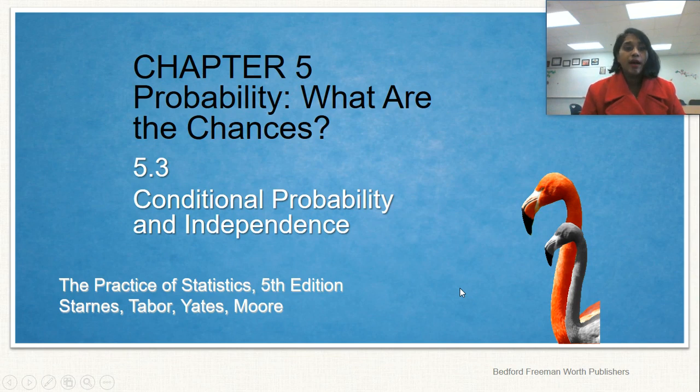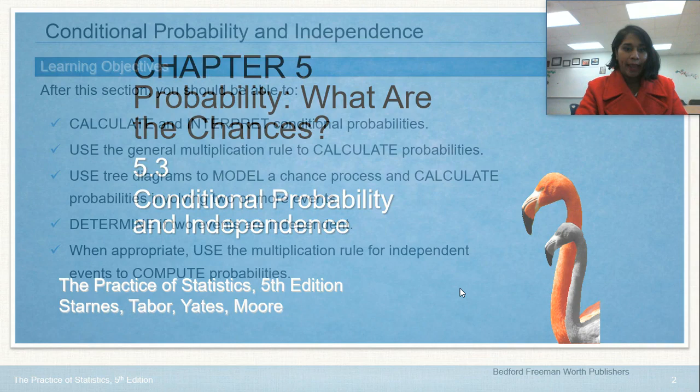Welcome to our final topic in Chapter 5, where we're talking about conditional probability and independent events. So let's jump on in. We're going to be doing some of our math in this topic as well as understanding what a tree diagram is. And you're going to hear me say that word and stumble through it a million times because I can't say it fast. Tree diagram.